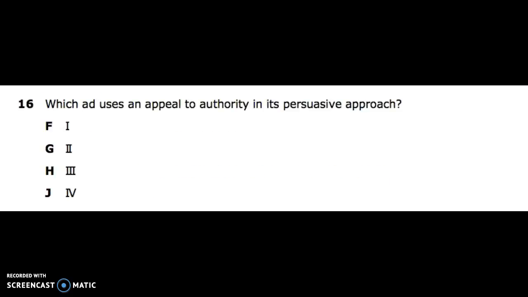16. Which ad uses an appeal to authority in its persuasive approach? F. 1, G. 2, H. 3, J. 4.